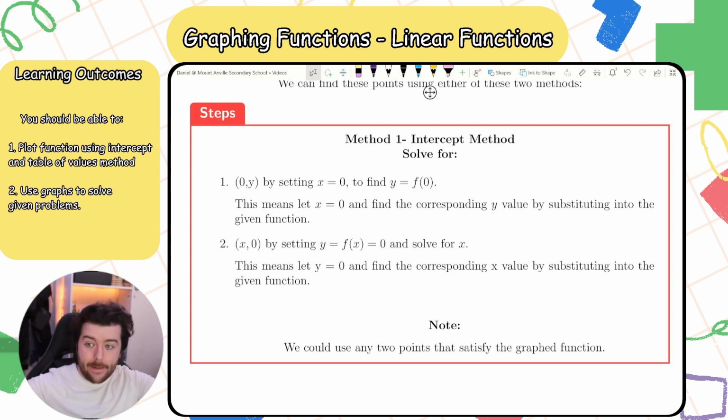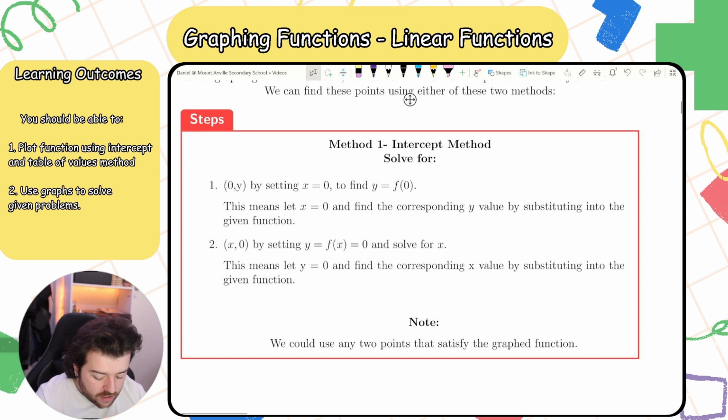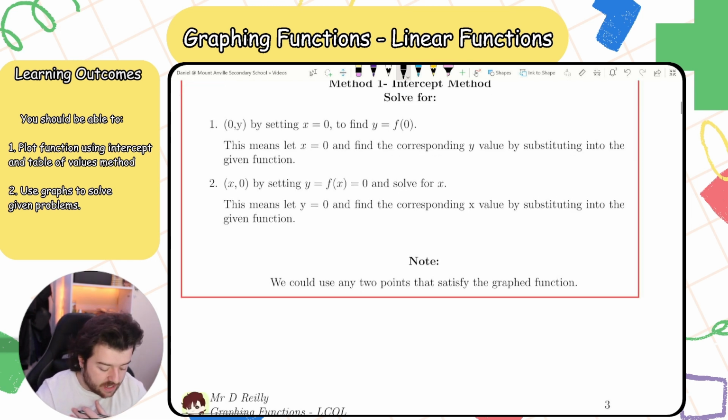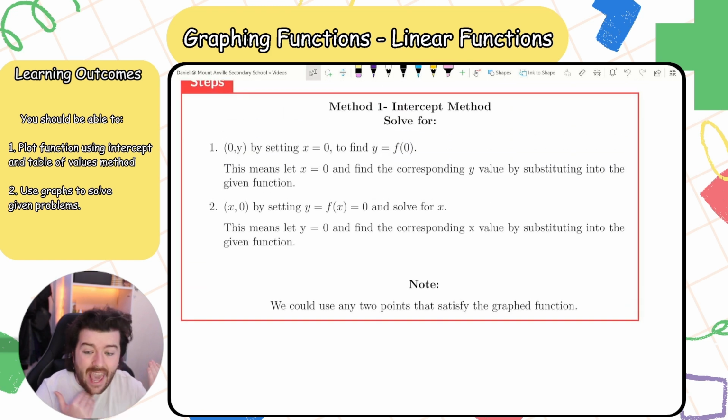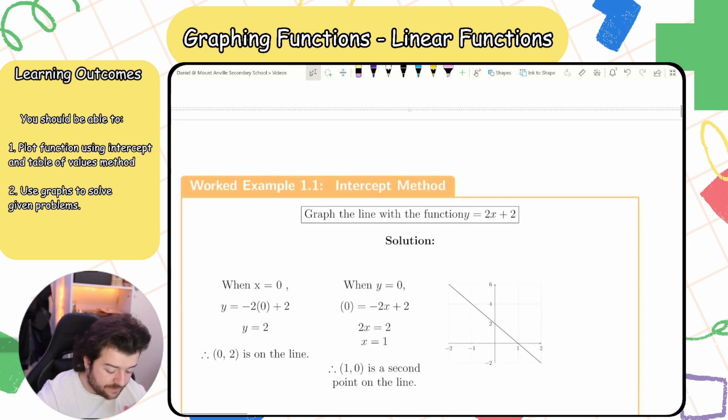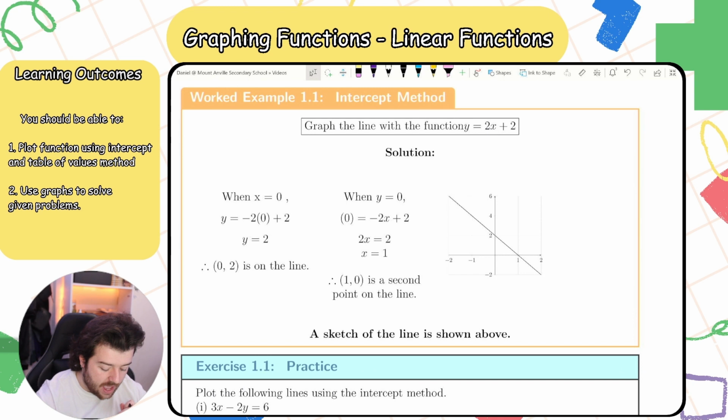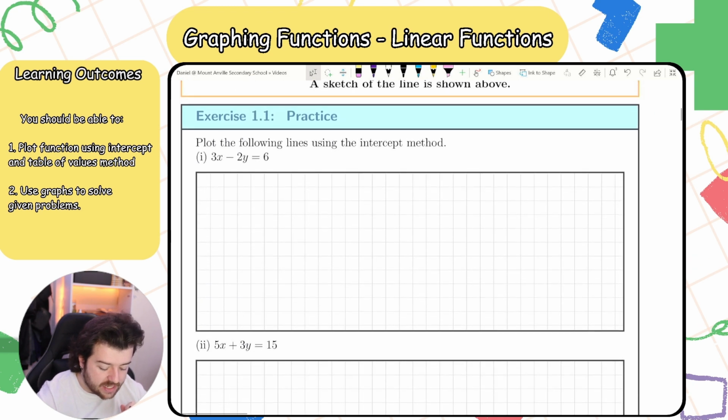So first we find the y-intercept by letting x equal 0, and then we find the value of y when x equals 0. And then let y equal 0 and find the corresponding x value by subbing it into the given function, and that will give me my x-intercept. We can use any 2 points to satisfy a graph. So if you want to find 2 points on this line, go ahead, right? That is a-okay.